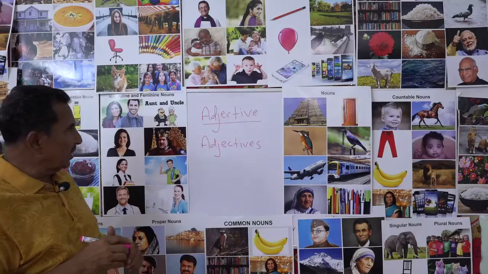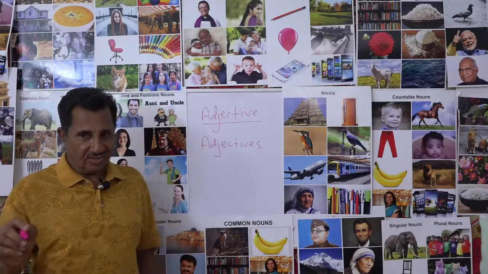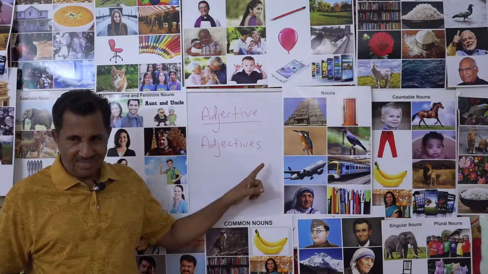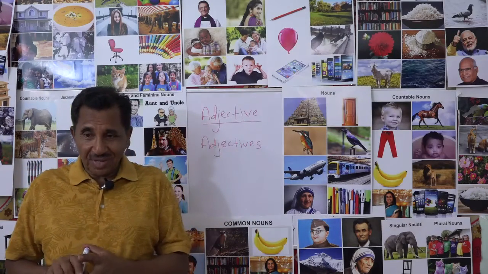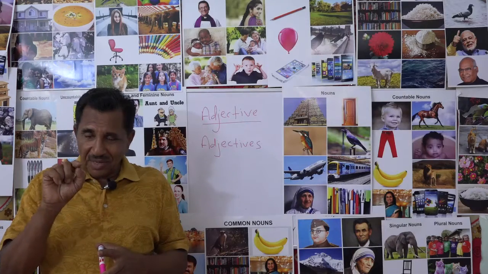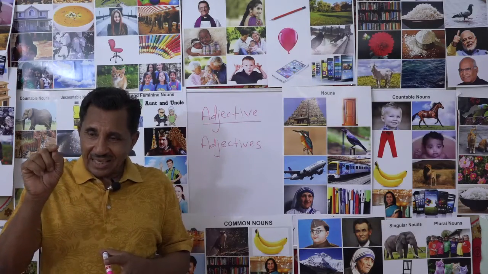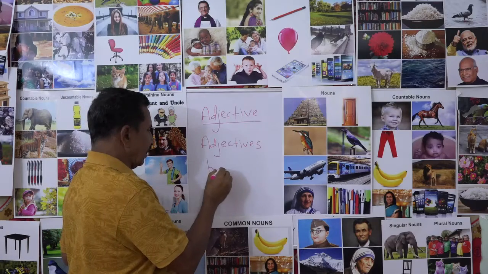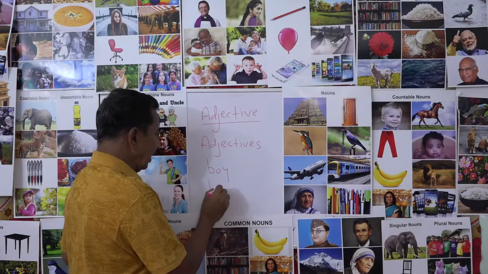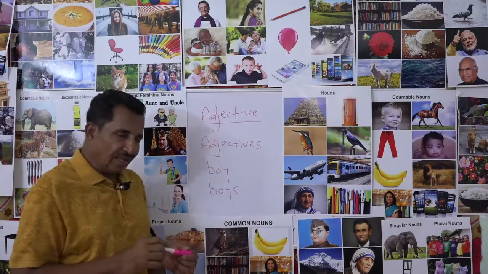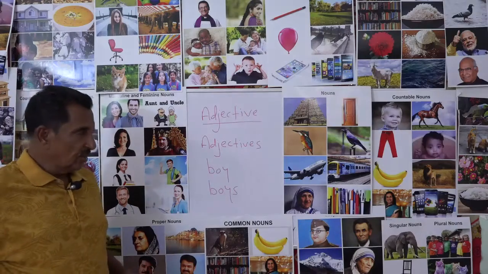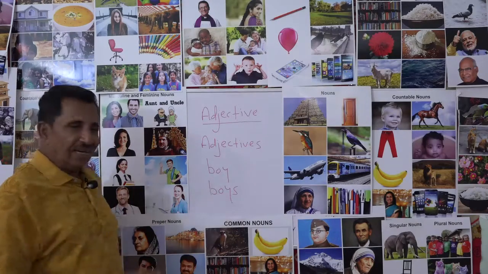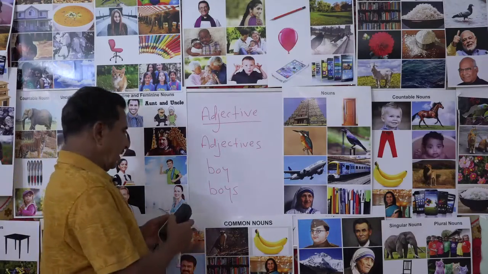So what is the difference between adjective and adjectives? You know, yes, this is singular and this is plural. In English, you can make a singular word plural by writing S at the end of the singular. Suppose boy, singular, isn't it? You can make it plural by writing an S at the end, so it becomes boys. So I wrote first adjective, singular. Now I have made it plural by adding S. Okay. Very good. Very nice.